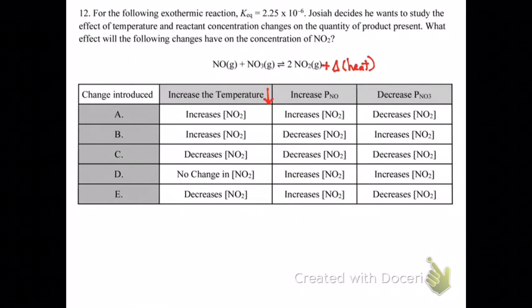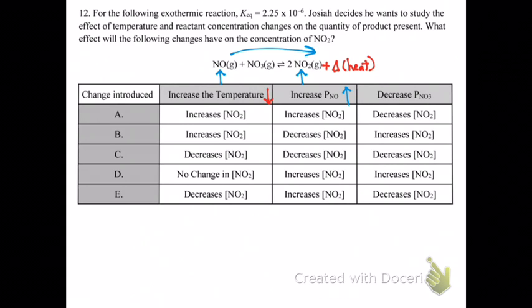The next one says increase the pressure of nitric oxide. So this is a gas. If we add more reactants, it's going to shift to the right. If it's shifting to the right, that means we're going to make more products, more of the NO2. So this is going to increase the amount of NO2 present.